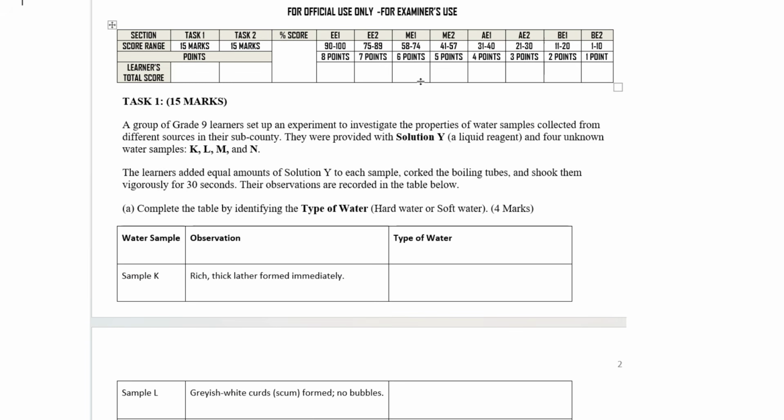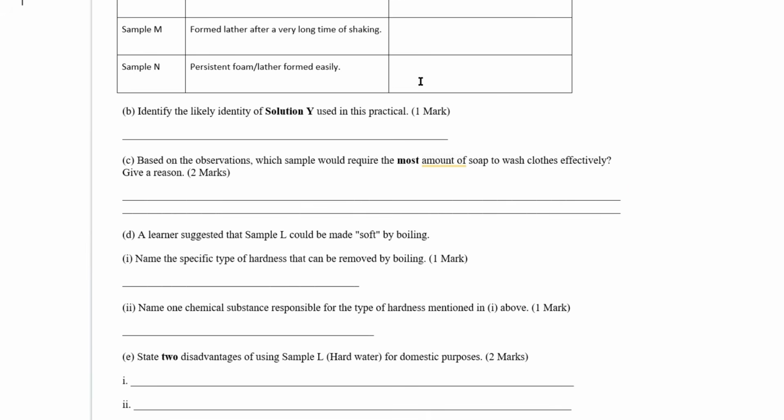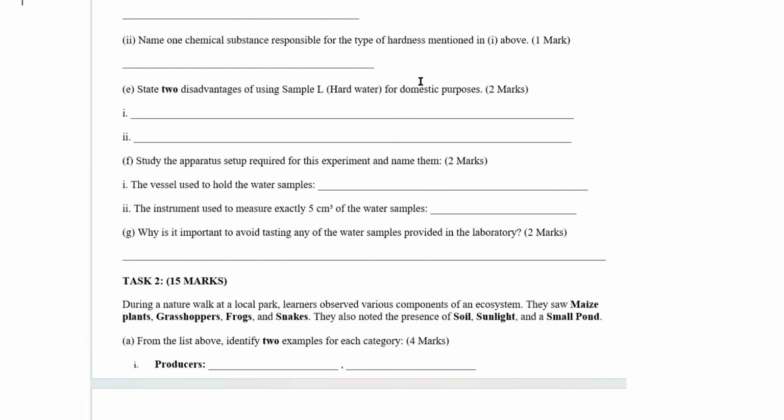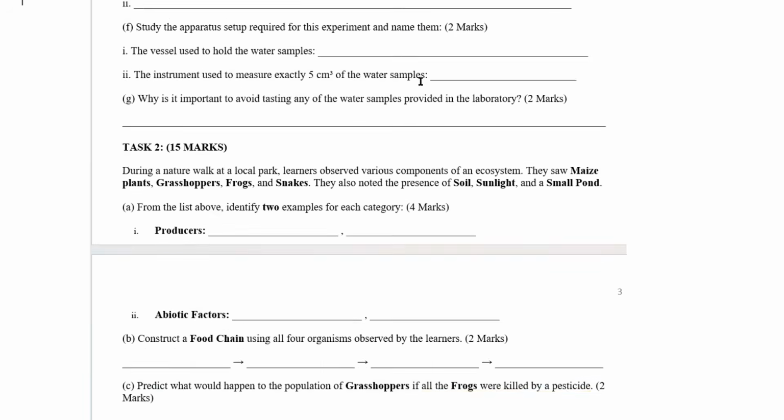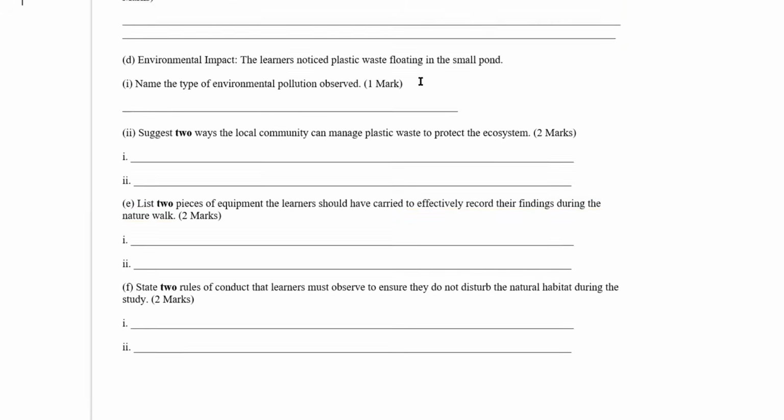Now let us begin. Question 1. I'm going to read the questions and then we are going to see the correct answer and see why the other options are not correct where we have multiple choice questions, and also explain the correct answers where we are supposed to give our own explanations. Now question 1. Let us start with task 1, which has 15 marks.